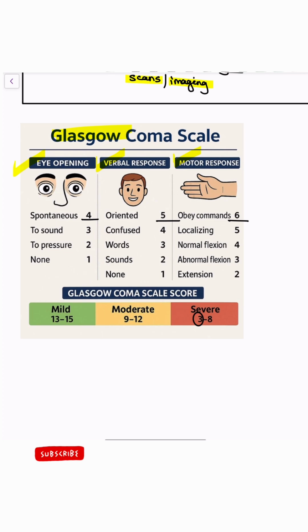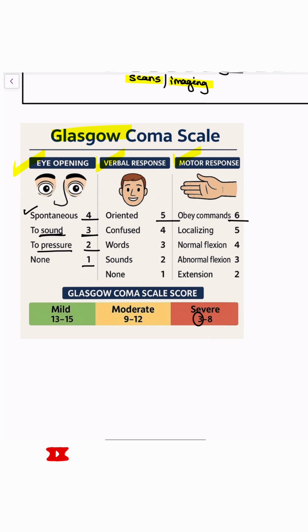Starting with the eye opening, if there is no eye opening at all present, the score given is 1, that is none. If there is eye opening to pressure or pain, that is given a score of 2. When we call the patient's name and the patient opens his eye, then we give the score of 3. And when there is a spontaneous eye opening, then we give the score of 4.